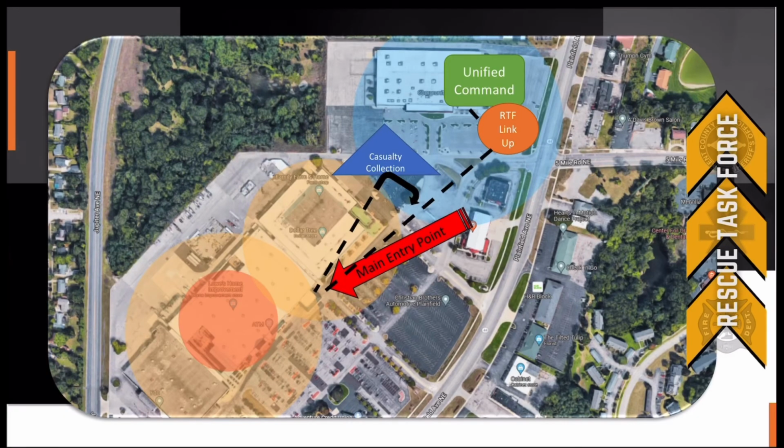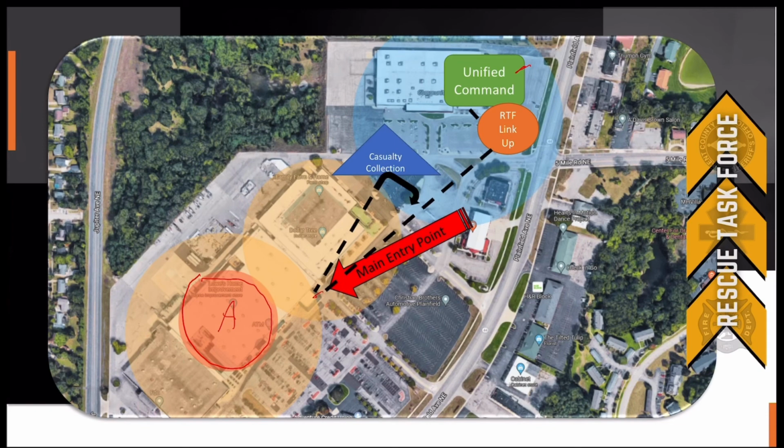Okay, so this is what the actual scene would look like if there was an active assailant in this location. So the active assailant is going to be here. The contact team is going to be around neutralizing this active assailant. Obviously, the warm zone is going to be this orangey color. You notice that the unified command is going to be up here in the cold zone. Rescue task force link up is where the law enforcement and the fire department personnel get together, and then they would make entry in the main entry point here.